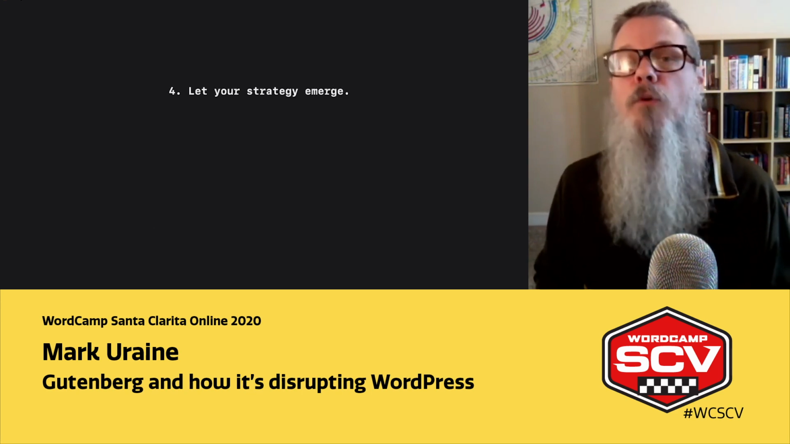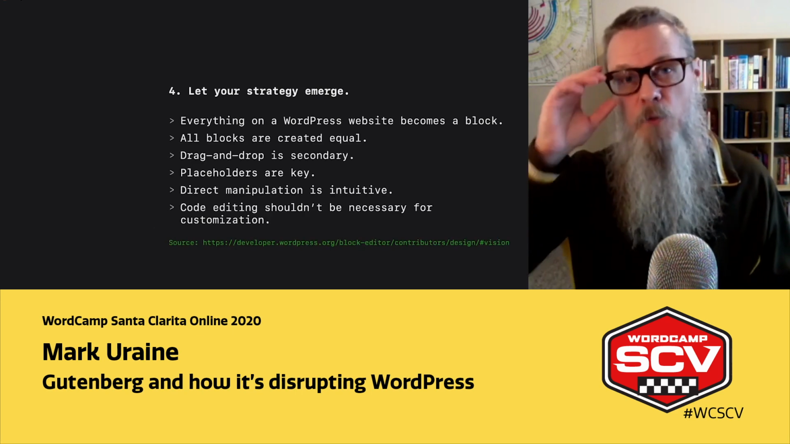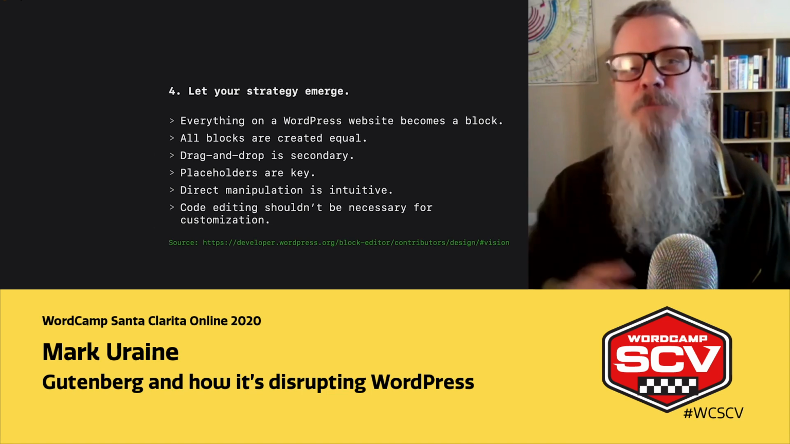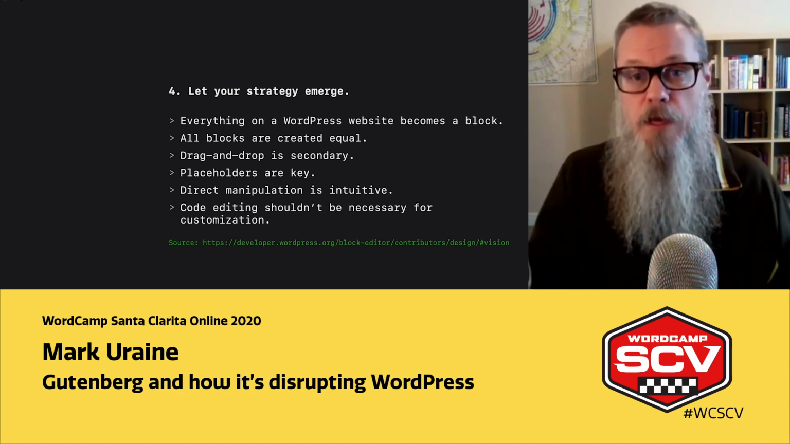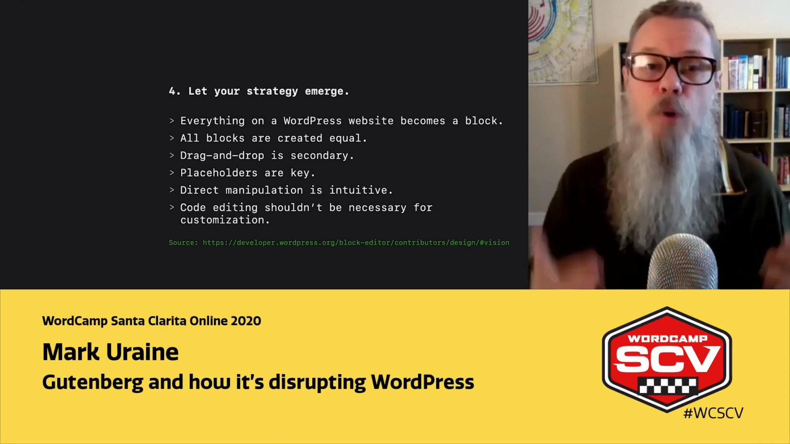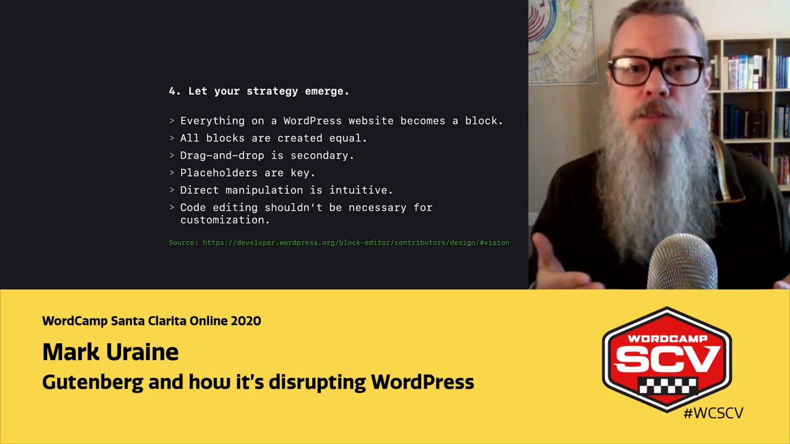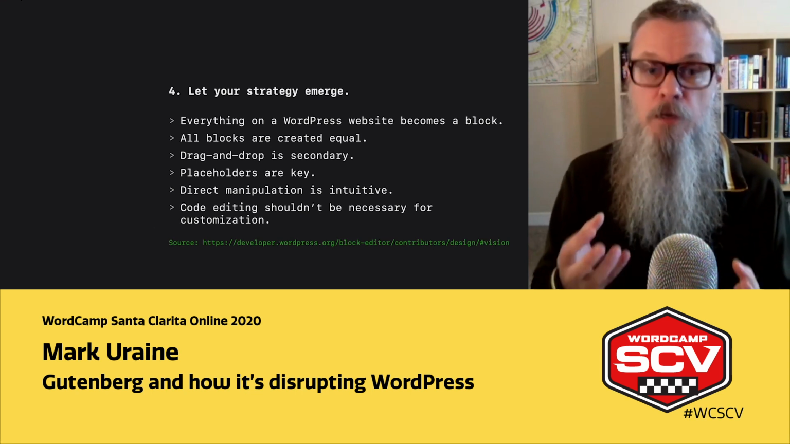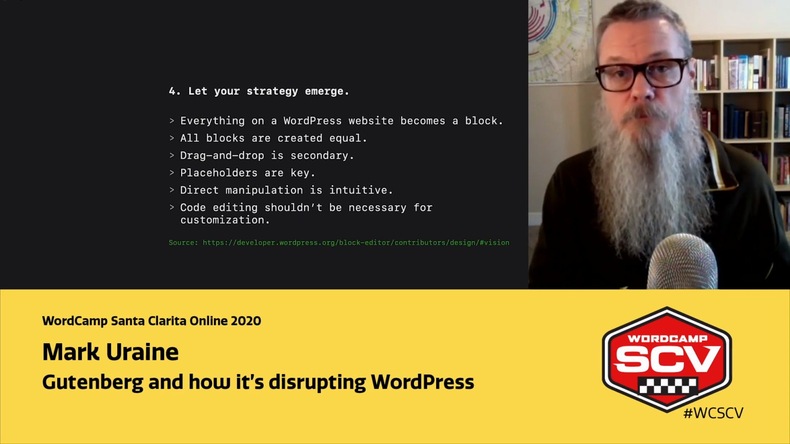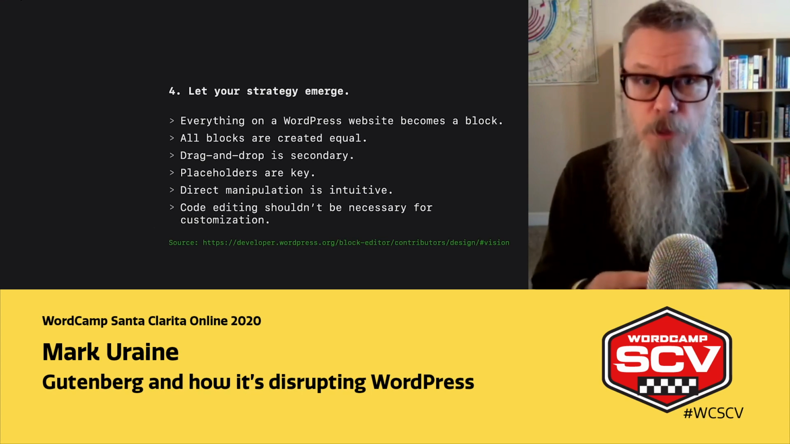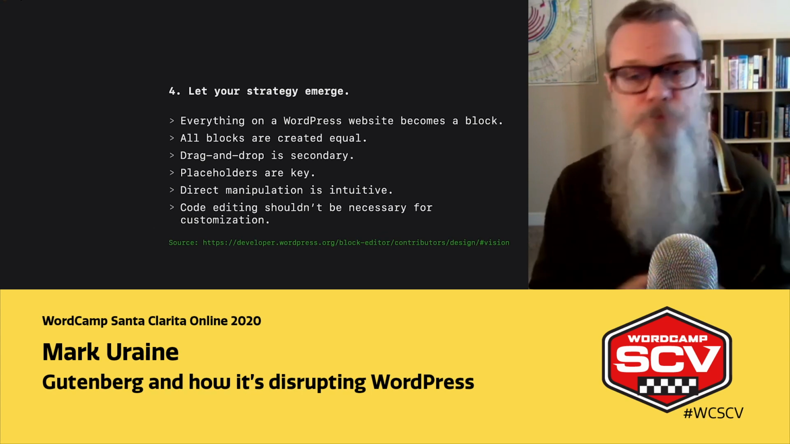And so number 4 is letting that strategy emerge, as I mentioned. And if anybody's familiar with reading through some of the documentation about Gutenberg, you'll have noticed that in the vision section, there's some basic principles, or tactics, that supported the overall strategy of Gutenberg. These things were, everything in WordPress becomes a block, right? All blocks are equal. Drag and drop is a secondary option. Placeholders and blocks are key to help identify what the user needs to do to make that block functional.